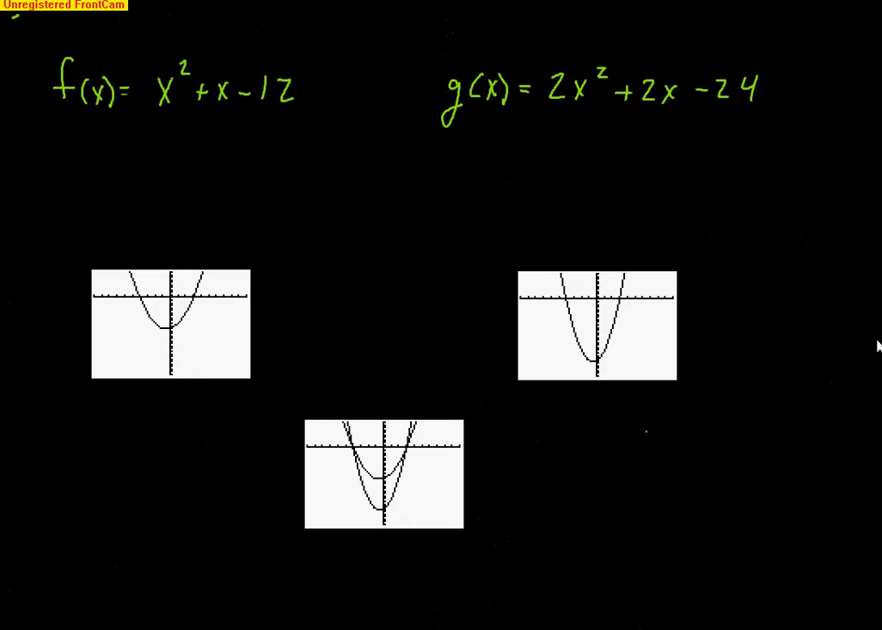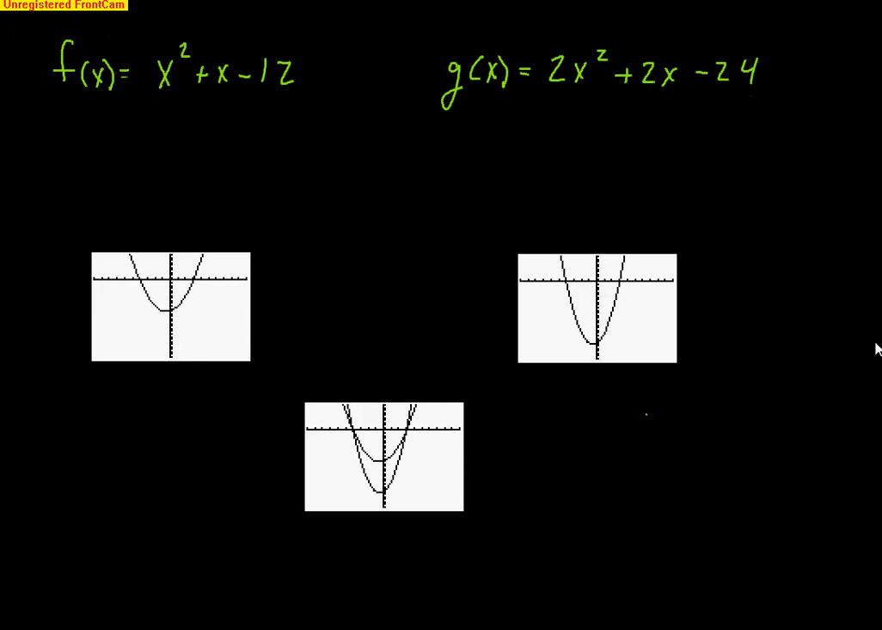All right, now I want to take a look at two quadratics here, and I want to talk about how they're very different but at the same time very similar. So notice we have x squared plus x minus 12, and 2x squared plus 2x minus 24. Now how are they similar? Well, first off, g is just f multiplied by 2.